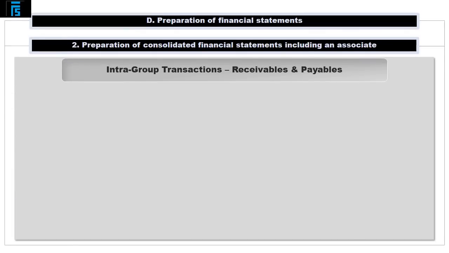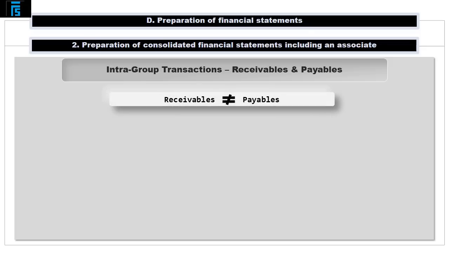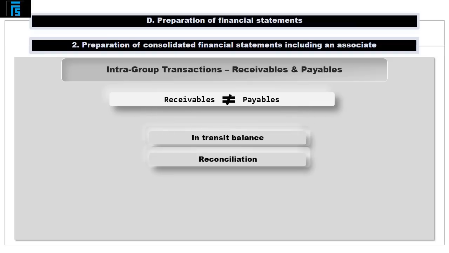Intra-group trading will also generate the need to eliminate and potentially reconcile receivables and payables balances coming from the individual financial statements of group members. If these accounts do not agree at the end of the reporting period, this will be due to items which are still in transit, typically cash or inventory. The required reconciliation is usually carried out by following through the transaction to its ultimate destination.